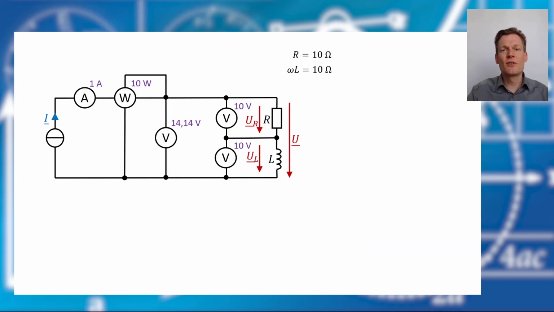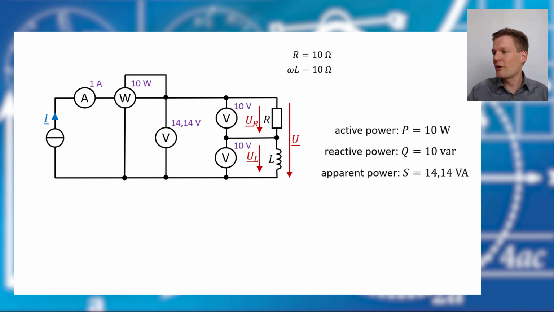So let's have a look at our last example. We found out that we have an active power consumption of 10 watts, a reactive power consumption of 10 volt ampere reactive, and that the apparent power is 14.14 volt ampere. And we had this phasor diagram for the current and the voltages.